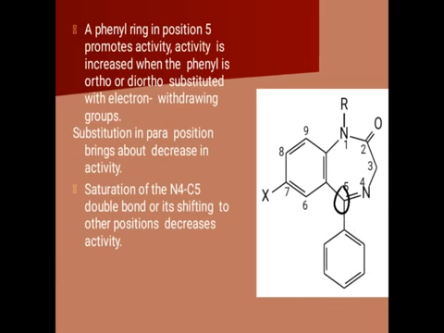Then you can observe between fourth and fifth, there is a double bond. So that is the unsaturated part. If we convert this double bond into a single bond, that is saturation, it will decrease the activity, or shifting of this double bond will also decrease the activity. So saturation of the N4 and C5 double bond will decrease the activity. Understood? So the double bond should be here.